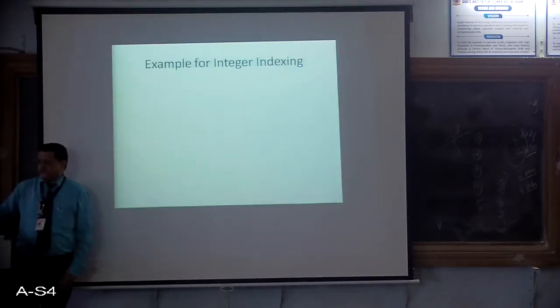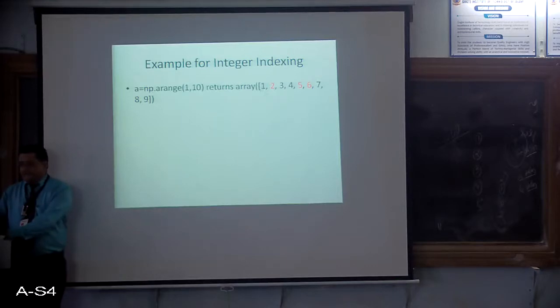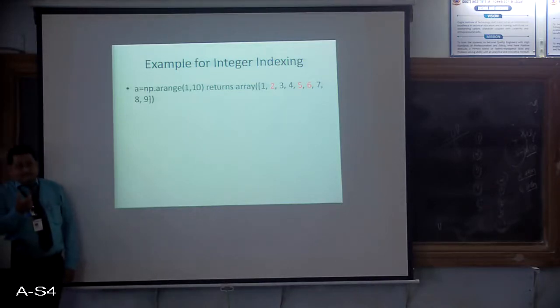So I'll first look at integer indexing. Now, a equal to np.arange(1, 10) will return an array that starts from 1 up to 9, because 10 is excluded. Observe that I want to retrieve these values highlighted in red, that is 2, 5 and 6. So how do I do that? I need to create an index array. What are the indexes of the elements that I want to retrieve? 2 is at index 1, 5 is at index 4, and 6 is at index 5.